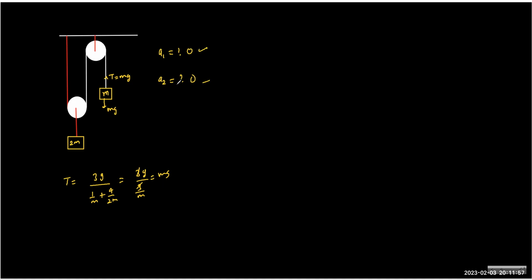Now, what is interesting here? When you double the mass, the tension is also getting doubled for the other block, right? Here it is T, there it is 2T.